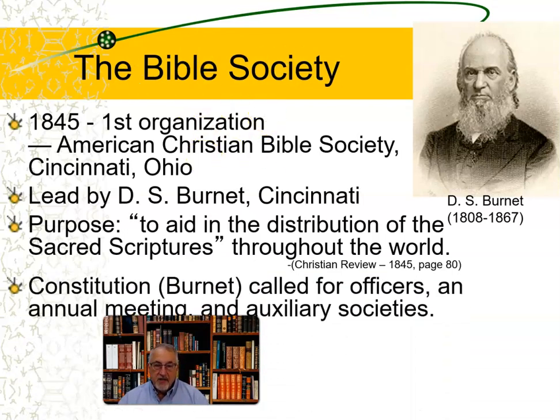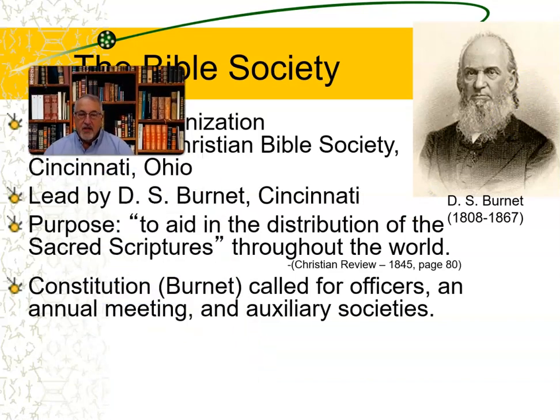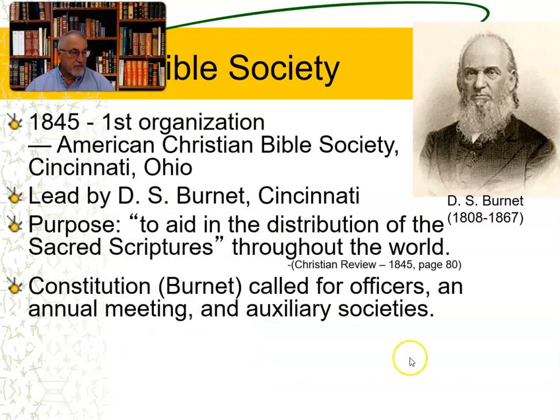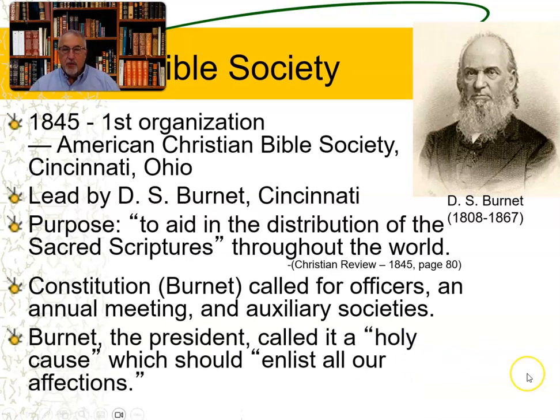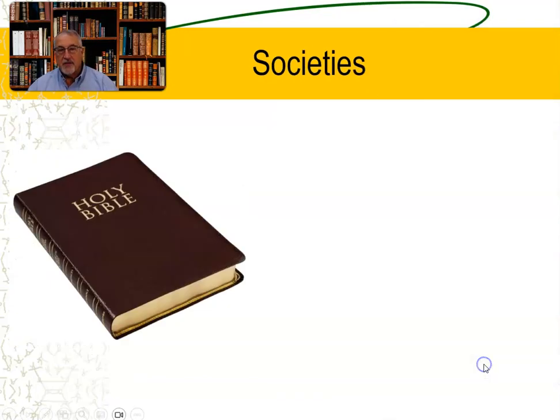And so, in the constitution of this organization, since it is an organization, they have a constitution. This constitution calls for officers, an annual meeting, and auxiliary societies. Burnett, then, is the president of this society, and he said this is a holy cause and it should enlist all our affections. We need to do this. We need to be behind it for evangelism and to help save the lost. Okay, so this is our first organization.